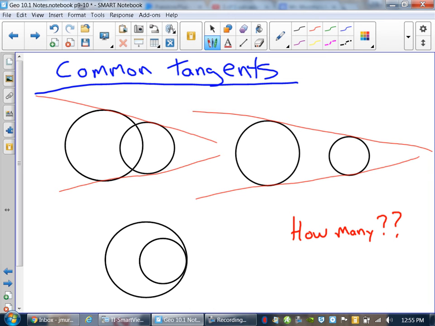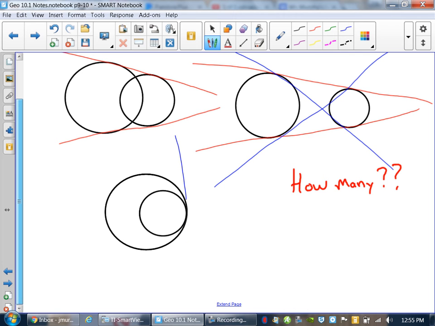But you also get two more that can go between them. So if the circles are pulled apart from one another, there is a possibility that you could have 4 tangents. And if you look at that last one, the circles themselves are touching at one spot, which means there's only going to be one spot that I can be tangent to both of them.